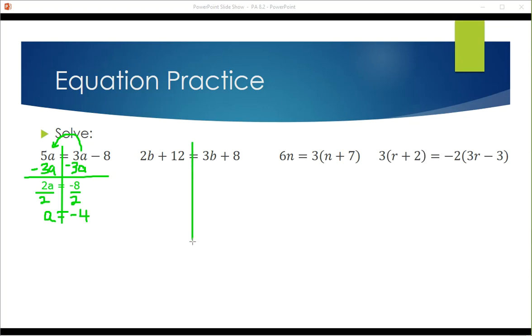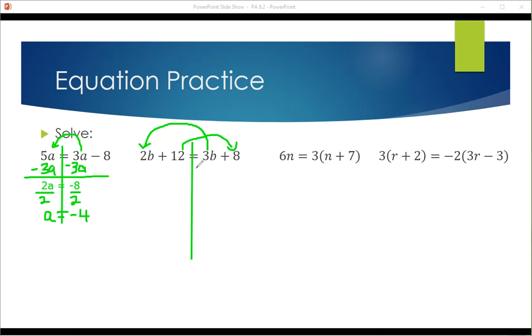Okay, let's look at another one here. This time I have two different things I want to move. I want my b's to be on the same side together, and I want my numbers to be on the same side together. So it's like I want to take my 3b and move it over here, and I want to take my 12 and move it over here.